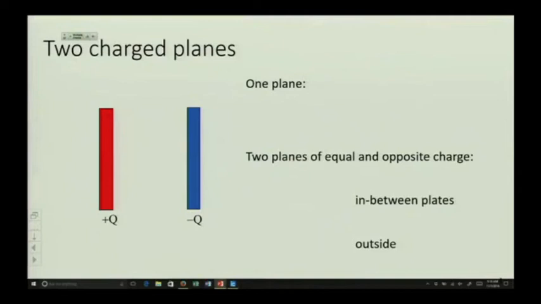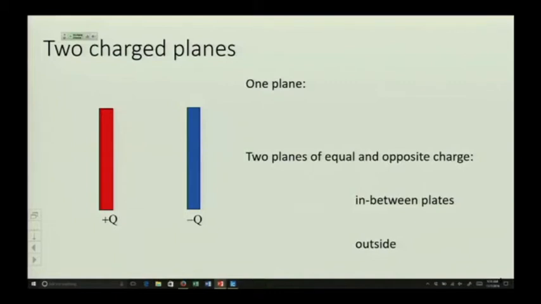So imagine I have two charge planes. One is here, one is here. They're a little distance apart. Okay, some distance d apart. So this is charge plus q, this is charge minus q.